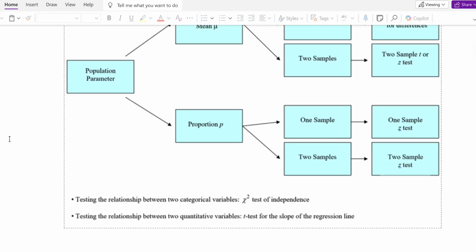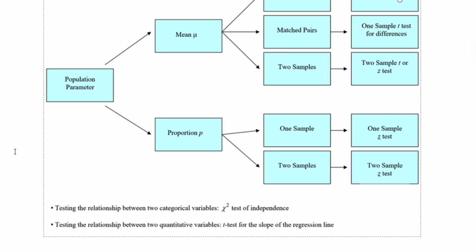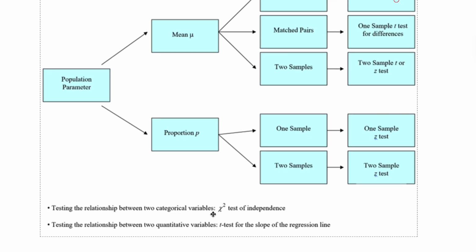Okay. So testing the relationship between two categorical variables, we're going to use the chi-square test of independence, while testing the relationship between two quantitative variables, we're using the t-test for the slope of the regression line. So notice the difference here. The biggest difference is categorical versus quantitative. Chi-square test is always with categorical, while the t-test for slope will always be quantitative.